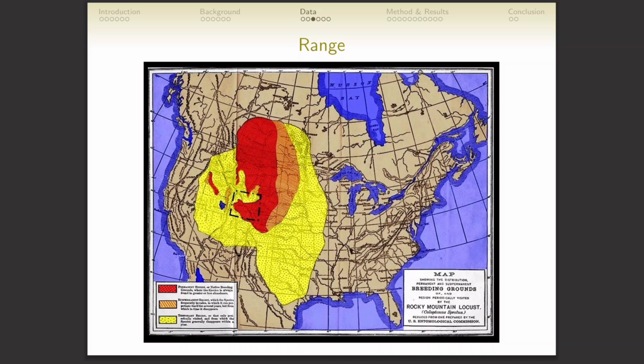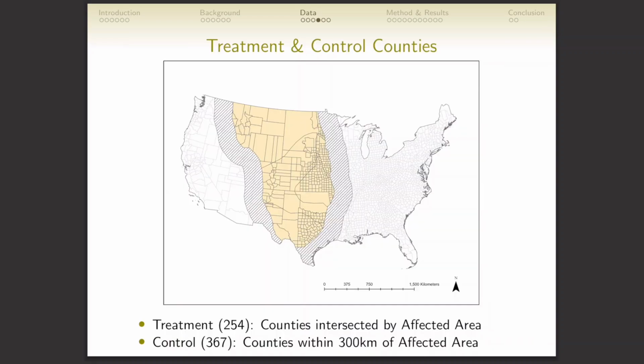So with this in mind, and we messed around with a few things here, we essentially used this as our treatment group. This is that area, remember, that was affected. So any county that was intersected by that georeferenced map. And then we used all the counties that are within 300 kilometers of the affected area as controls. We played a little bit with going to 500, but you just get larger and larger areas. So that's our treatment and control group.